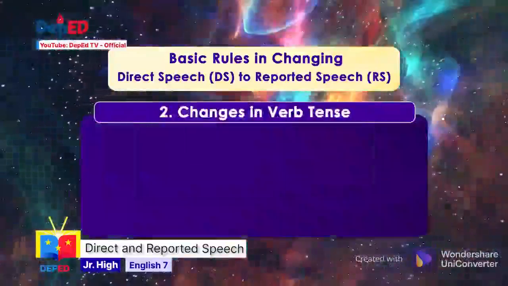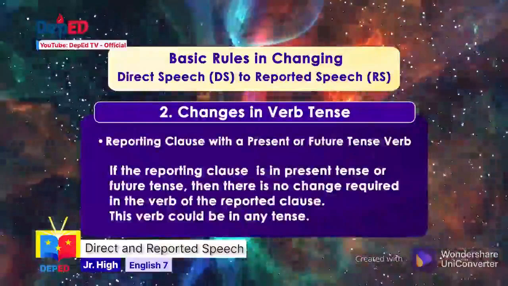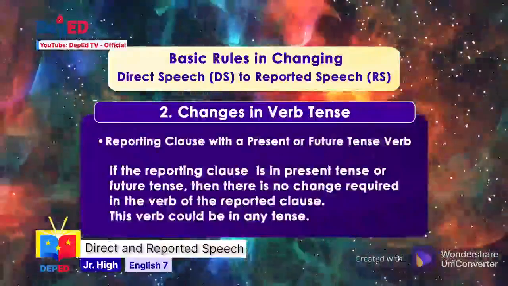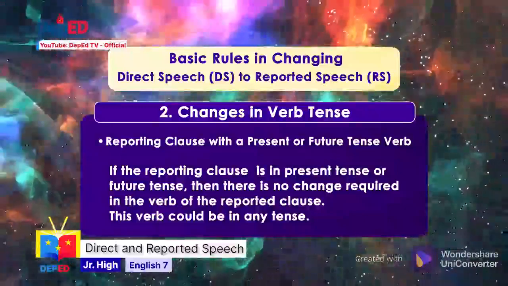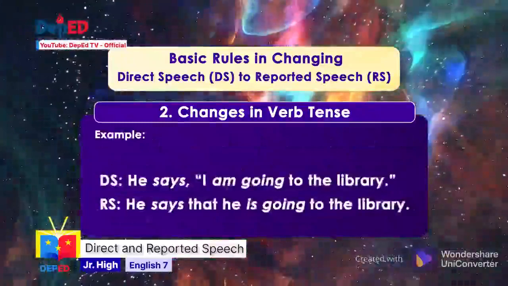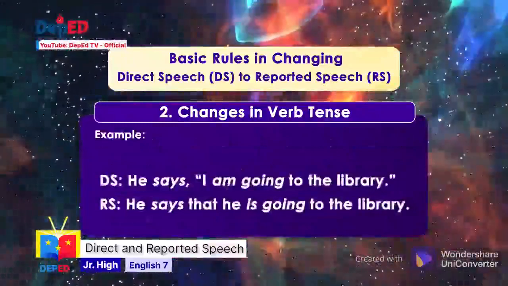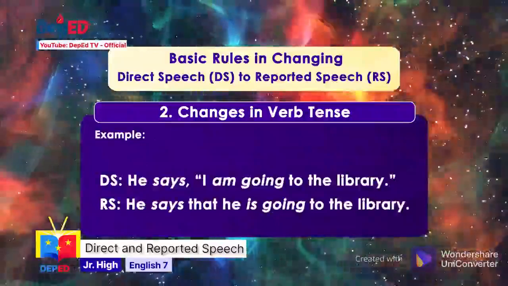Changes in verb tense. If the reporting clause is in present tense or future tense, then there is no change required in the verb of the reported clause. This verb could be in any tense. Example. DS: He says, "I am going to the library." RS: He says that he is going to the library.